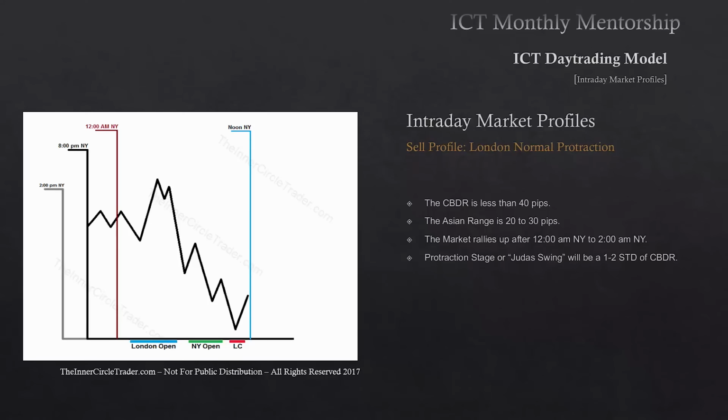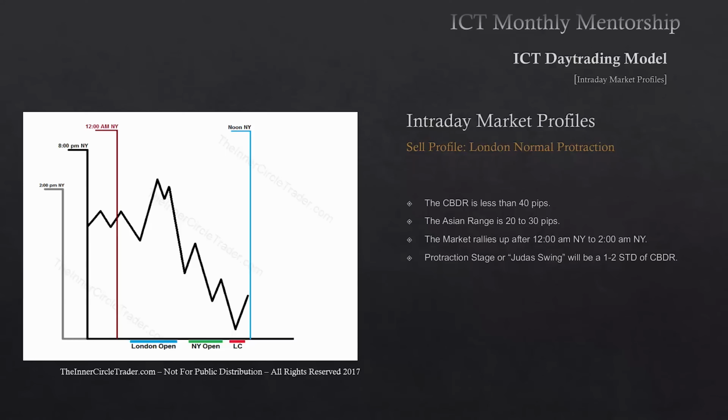If that does not exist, right away you have a warning sign that you're probably not going to be wanting to trade London. Now that can change. What makes that change is if the Asian range goes down to a 20 to 30 pip range and stays very tightly consolidated. Then we can go back to electing to look for this profile. Now the market, again, has to rally immediately after midnight New York time. And you want to see that sustained movement higher, moving up towards the 2 o'clock hour in New York time.